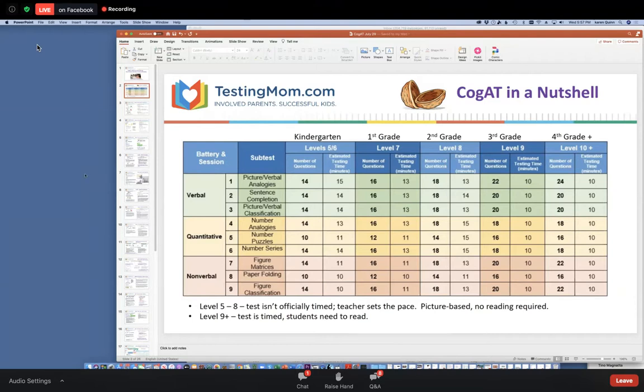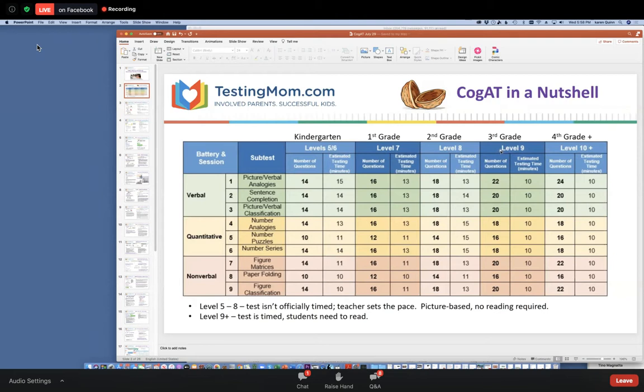What level of CogAT is given to a rising third grader? Well, if they're in third grade when they take the test, they'll get level 9. If they're still in second grade when they take the test, they'll get level 8. So it just depends on what grade. If they're just starting the third grade, probably they would get level 9.